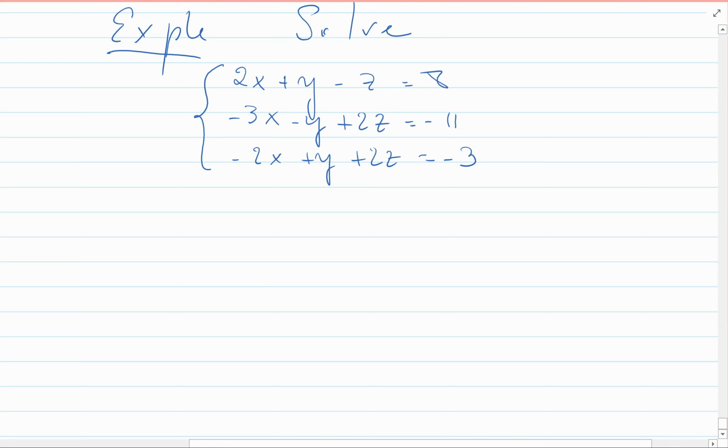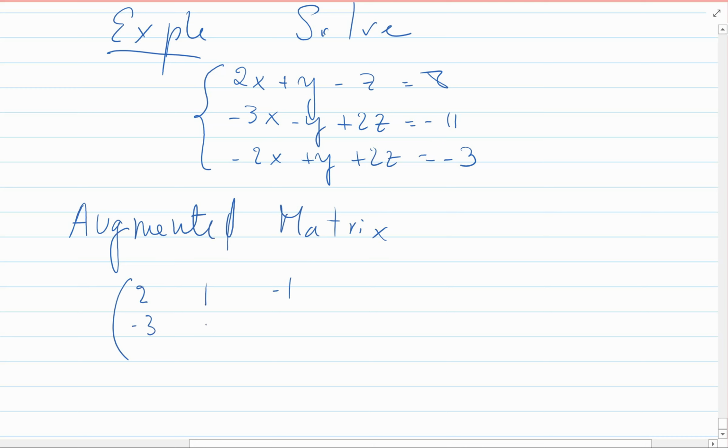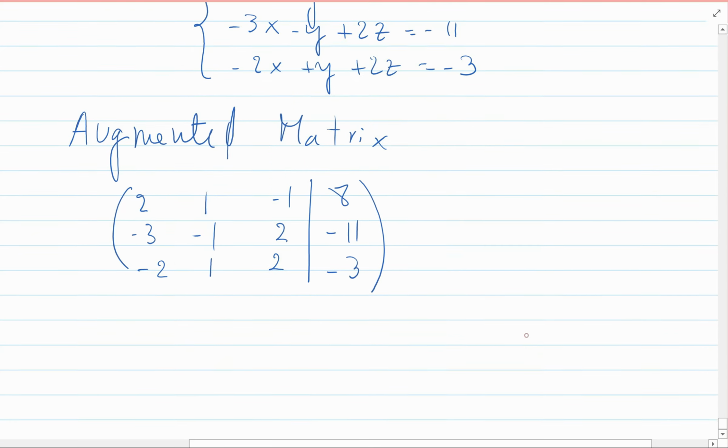So let's first come up with the augmented matrix, as we said. So what do we have? We have the coefficients 2, 1, minus 1, minus 3, minus 1, 2, minus 2, 1, and 2. So these are the coefficients, or the coefficient matrix of the system. And then we put in the non-homogeneous terms, 8, minus 11, minus 3.